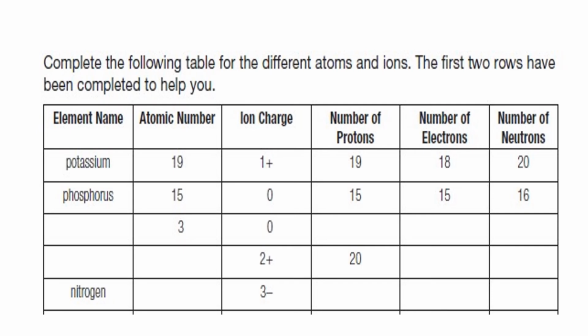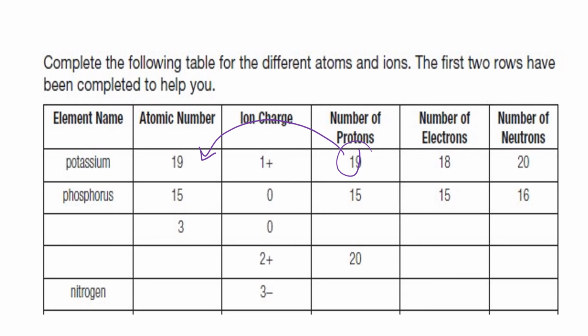Okay, and then you're going to complete this table for different atoms and ions. The first two have been completed to help you. So you've got potassium has an atomic number of 19. It has an ion charge of +1. It has 19 protons, which is the same as the atomic number. And then it has 18 electrons, and then it has 20 neutrons.